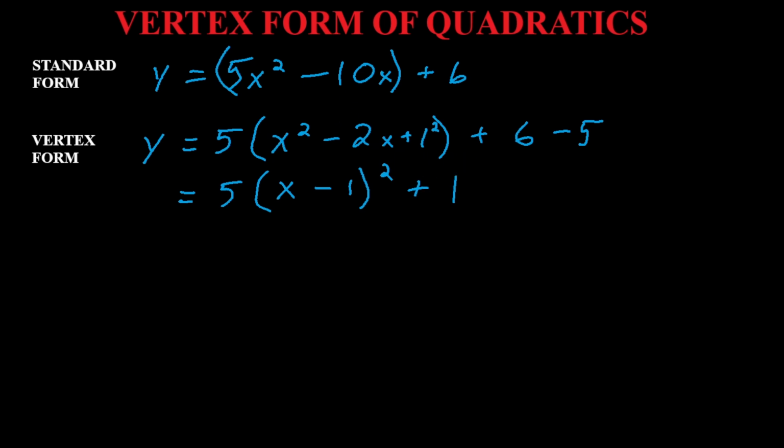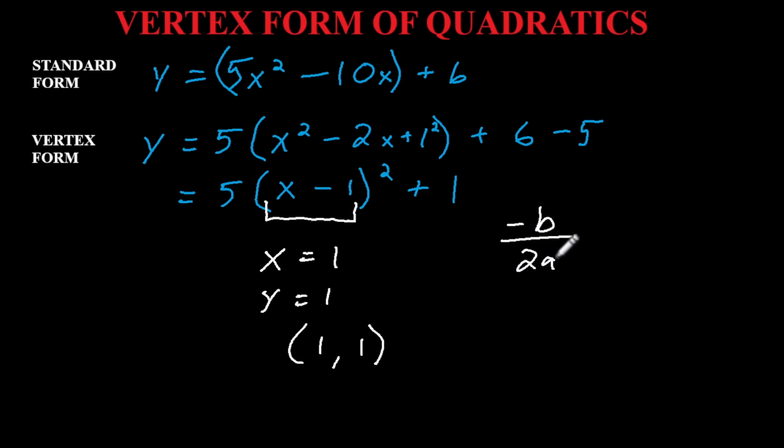So now the vertex is what's going to make this value 0. So this would be a positive 1 this time. And when I plug in a positive 1, this is 0, falls out, y is 1. So my vertex is at 1, 1, and we'll again test using the minus b over 2a from the standard form. Minus b is 10, and 2 times a is 5, that's 10, so it's 1. So this is the correct answer.